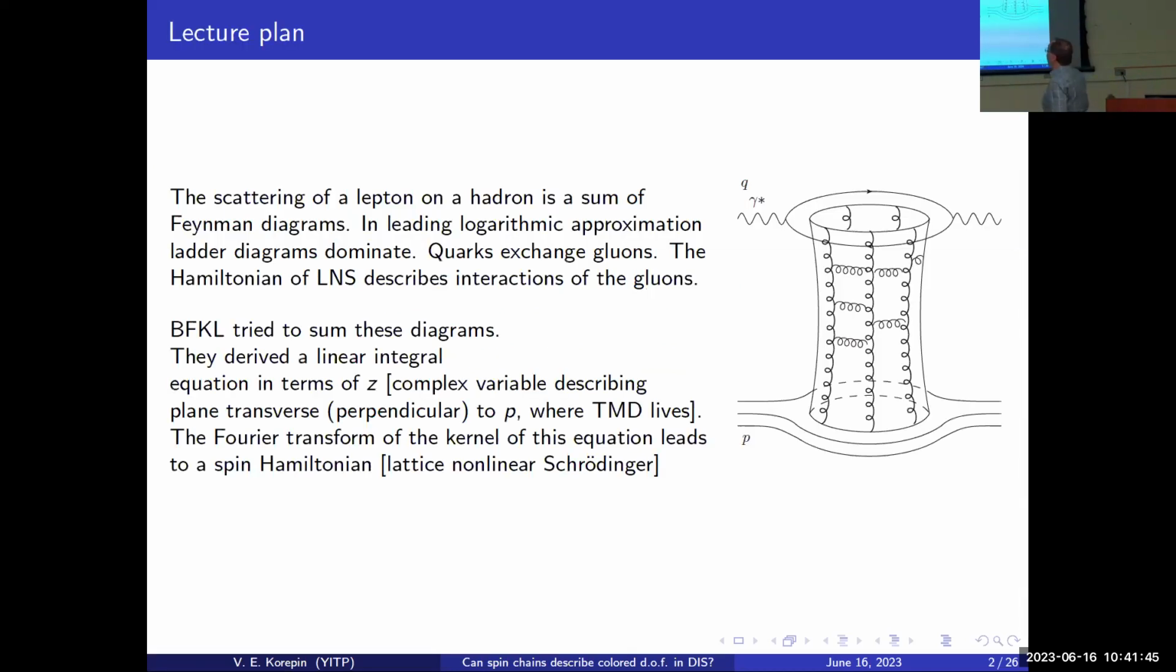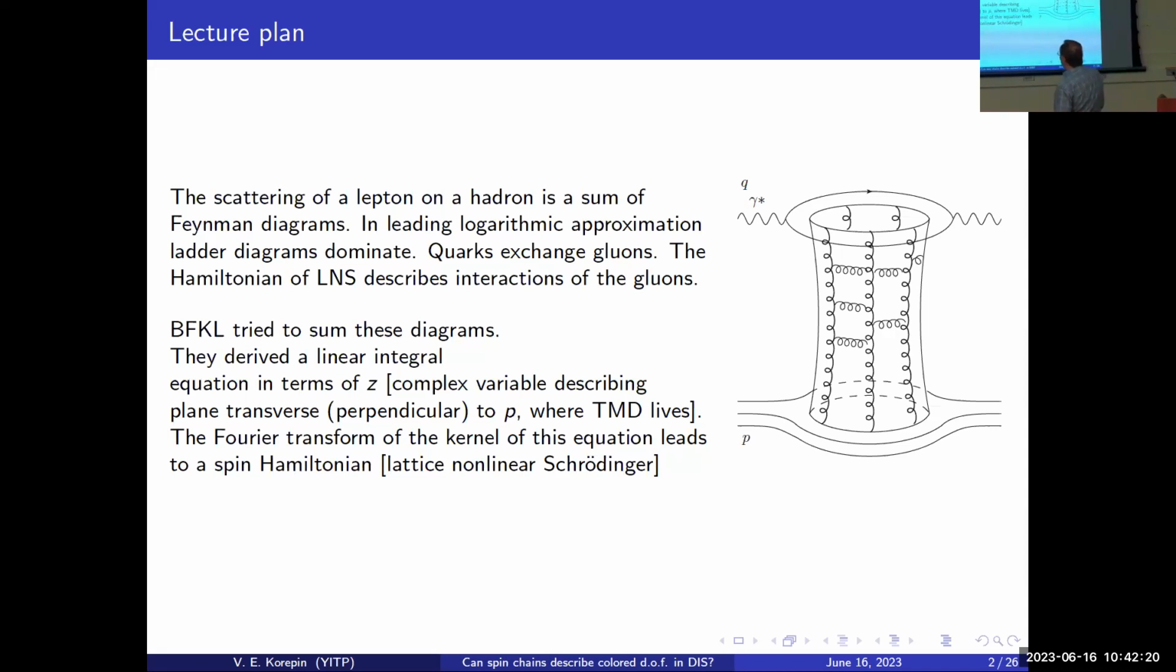So we're trying to derive this BFKL Hamiltonian, right? This is our diagram. This is a virtual photon coming from an electron. It turns into a pair of virtual quarks. These are valence quarks exchanging gluons, a layer of gluons, or let's call it a chain. Then these gluons interact, and we want to derive a Hamiltonian of interaction.